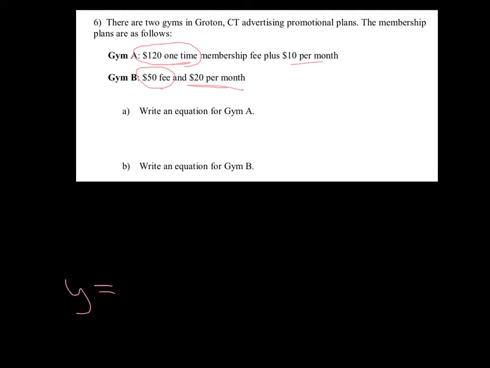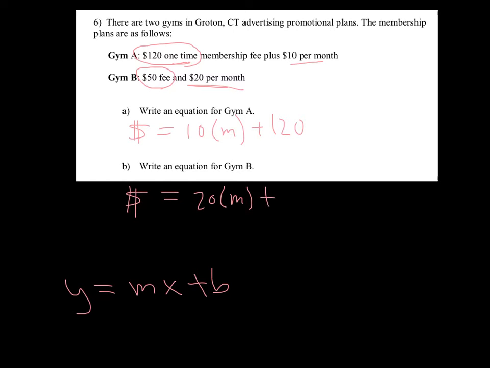Again, we're going to be sticking to our plan of slope-intercept form. So this is all about cost, right? So the cost in dollars for Gym A is going to be $10 per month, 10 times m for months, plus the $120 one-time fee, that constant. For Gym B, the cost is going to be $20 per month. Cost more per month, but that initial one-time fee is less.